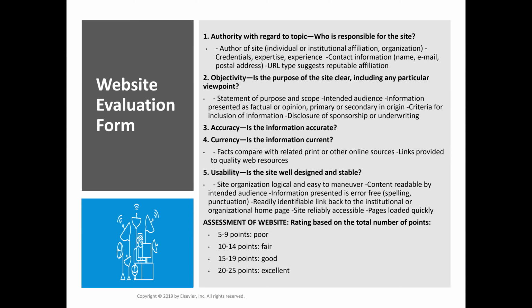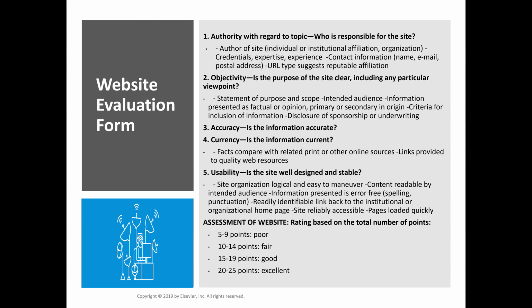And is it reliable? Those are the things you look for, because you can get to a website where you think it's legit, then you start looking and you realize it's not, because it doesn't have any sponsorship, it doesn't have anything that makes it objective. And then you assign 1, 2, 3 points to this information, and then you rate it.